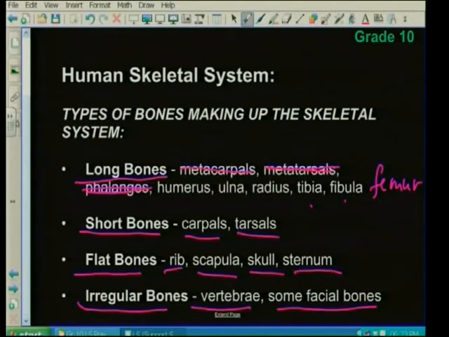Guys, we have gone through the entire human skeleton, from the top, the cranium, right to the little toe, and everything in between. And I'm sure that is a lot of information.